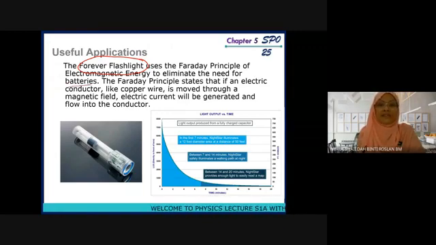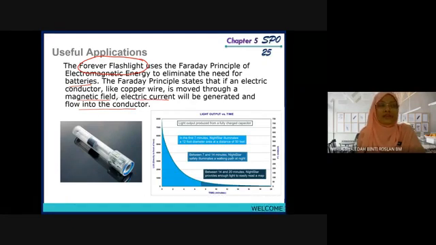The Faraday principle states that if an electric conductor like copper wire is moved through a magnetic field, an electric current will be generated and flow in the conductor. So if you look at this, the name is Forever Flashlight. You can Google Forever Flashlight. They do not use any battery, but it uses Faraday's principle.